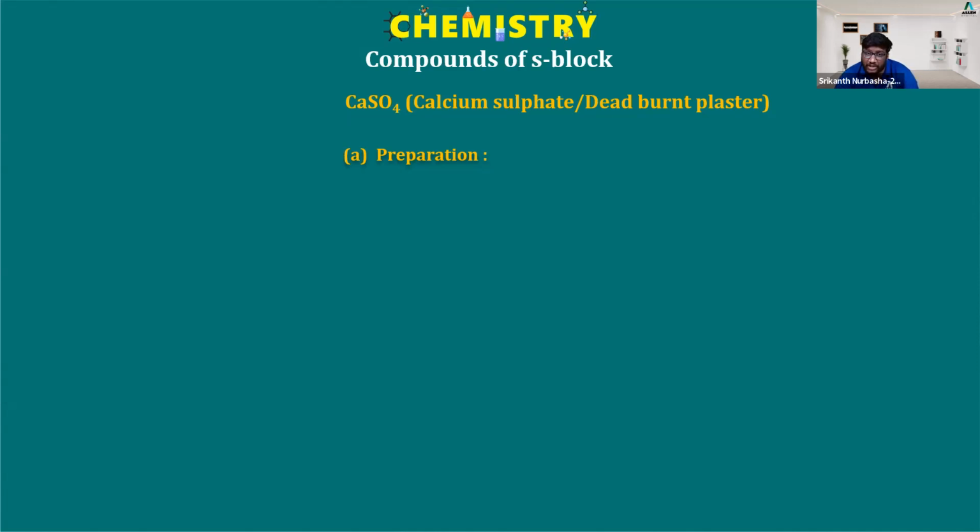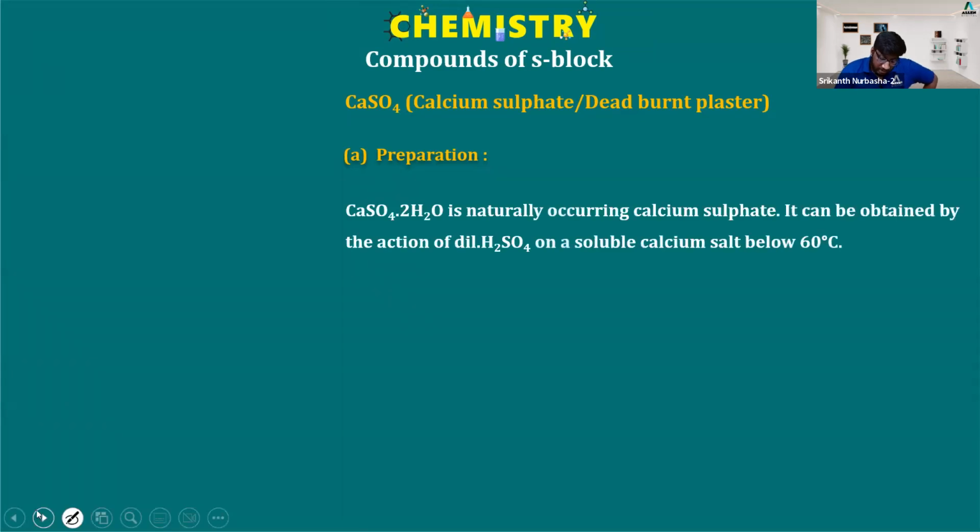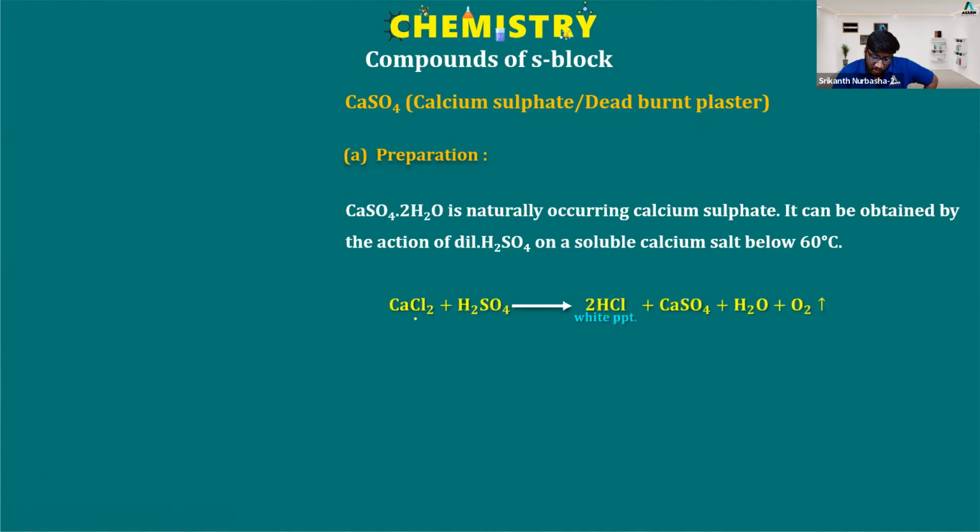So we have different types of reactions. Like gypsum is what? CaSO4·2H2O. What is gypsum? CaSO4·2H2O is nothing but your gypsum. So preparation, let us look at now. The calcium sulfate is actually obtained by treating calcium chloride with H2SO4. Whenever you treat calcium chloride with H2SO4, you will get HCl. Ca2+, Cl- ions are there, H+ and SO4 2- ions are there. CaSO4 is going to be formed along with the release of 2 moles of HCl, and H2O and O2 are also evolved.